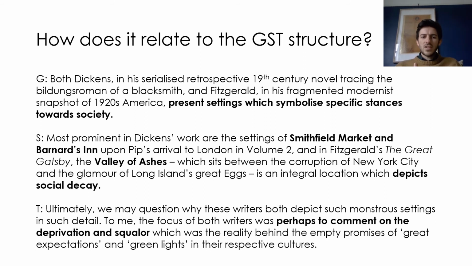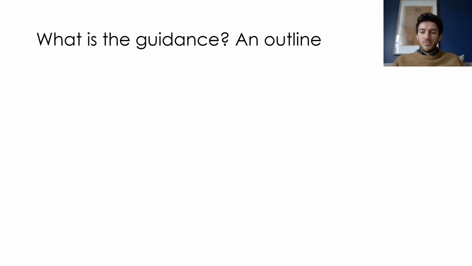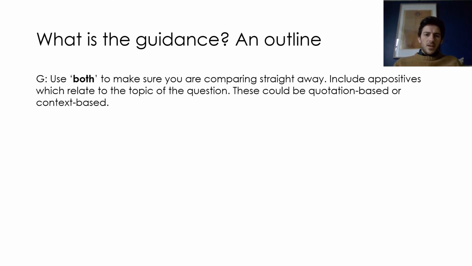Okay, so I've done the same thing I'd do if I were writing about one text, but I'm now talking about two texts. So what's the guidance to do your own introduction for any given essay? Well, here are some things that you should really focus on. In your general statement, use both texts to make sure you're comparing straight away. Include the positives and try to make them relevant to the topic at hand. Don't just throw in anything that you know, but maybe there's a quotation or a piece of context or some information which links to the topic. So they could be quotation-based or context-based in your positive.